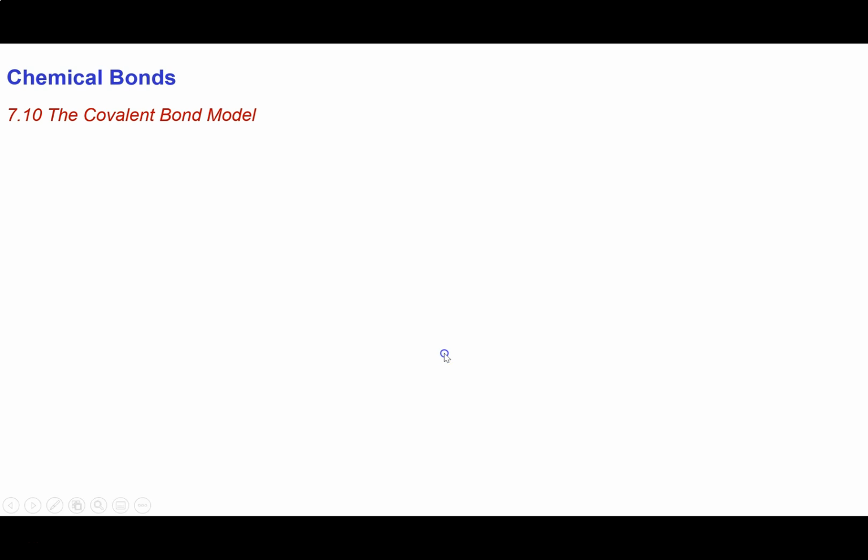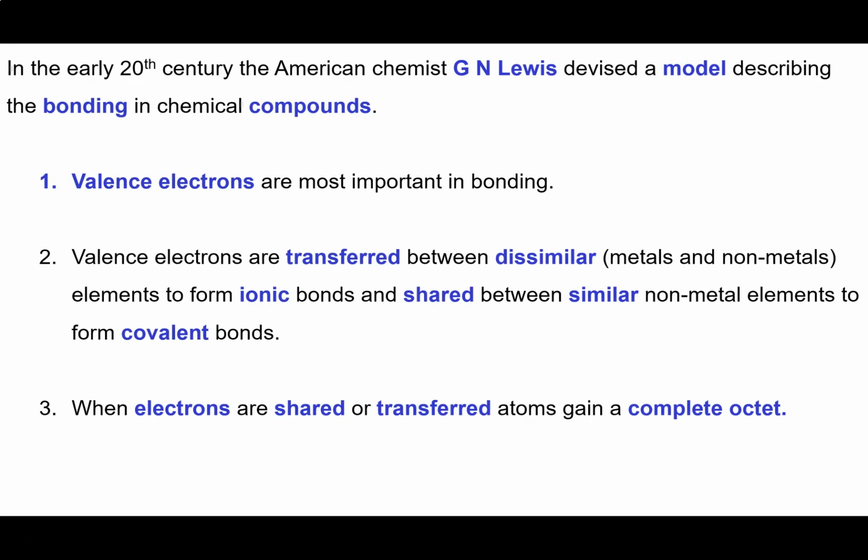Now we shift gears and we talk about the other very important type of bonding that we'll be examining in Chemistry 139, and that is the covalent bond. So, in the early 20th century, there was an American chemist by the name of Gilbert N. Lewis, and he devised a pretty simple model for describing the bonding in chemical compounds.